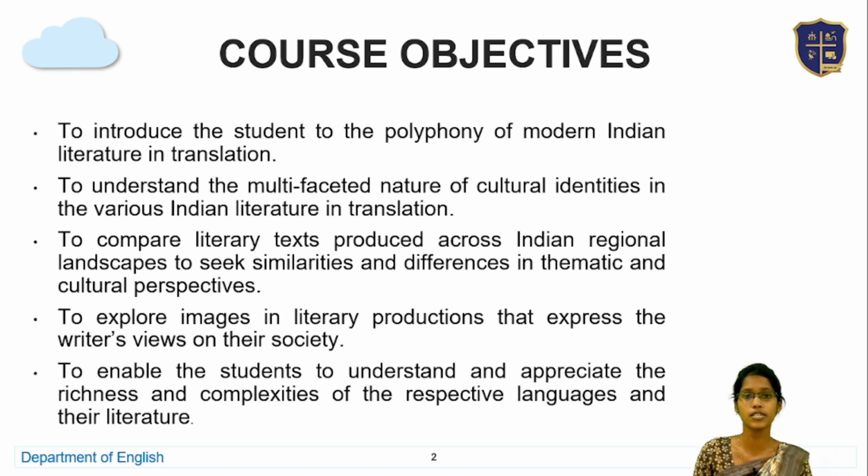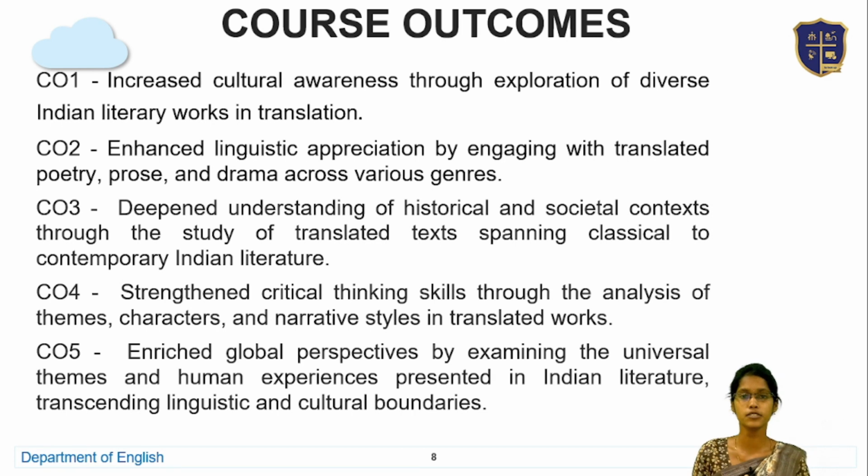So next we can see the course outcomes. We shall see the overall course outcomes for this Indian Literature and Translation. There are 5 outcomes. The first one is to increase cultural awareness through exploration of diverse Indian literary works in translation. It enhances linguistic appreciation of students by engaging with translated poetry, prose, drama and novel across various genres. Deepen understanding of historical and societal context through the study of translated texts spanning classical to contemporary Indian literature. It strengthens critical thinking skills among students through the analysis of themes, character, narrative styles in the translated works. It enriches global perspectives by examining the universal themes and human experiences presented in Indian literature, transcending linguistic and cultural boundaries. So this is the overall course outcome.